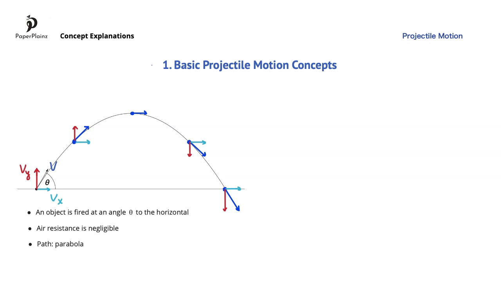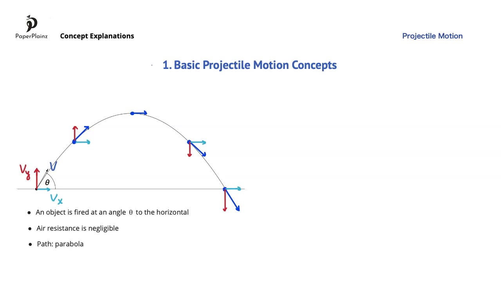Examining the diagram, we can see that the horizontal component, so the light blue vector, remains the same, while the vertical component, so the red vector, changes throughout the object's motion. Between the starting point and the maximum height, it is pointing upwards and its magnitude is decreasing. At the maximum point, it becomes 0. Then throughout the second part of the path, it is pointing downwards and its magnitude is increasing.